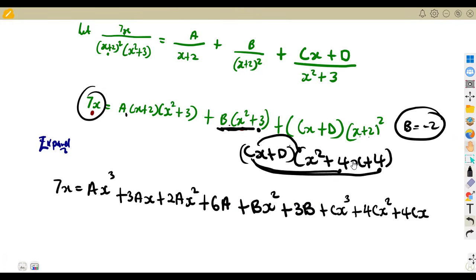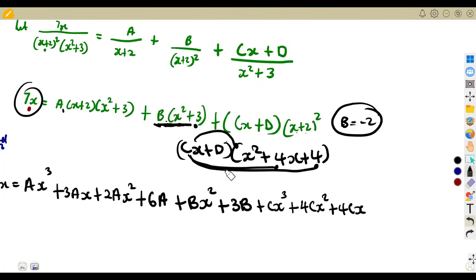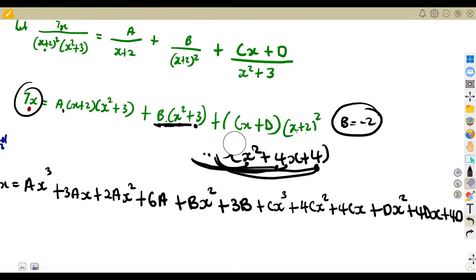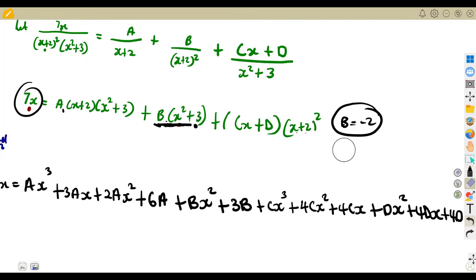You move on to d. You do the same thing on d. So this is d and x squared. That will be dx squared. D multiplies 4x. So that will be 4dx. Then d is going to multiply 4. So that will be 4d at the end. All right, so that's it. We have expanded every part of this. We have used this in our expansion. And this is what we have.